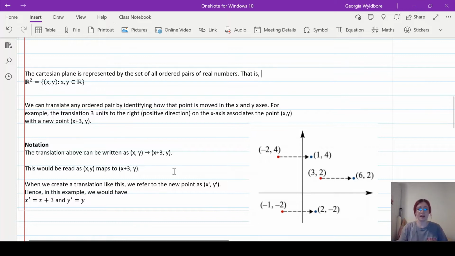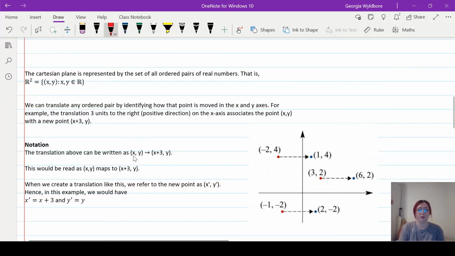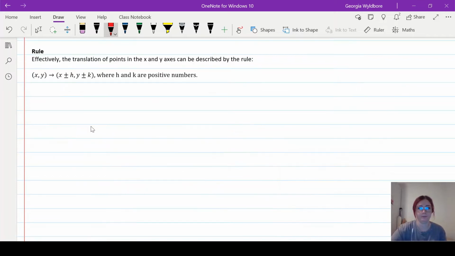When it comes to the notation of this, we would read this as the point (x, y) maps to (x + 3, y). So that's what that little arrow means, saying (x, y) maps to (x + 3, y). We would refer to the new point as (x dash, y dash). So that's where that little piece of notation comes in. So in this example, we would have the point x dash equals x plus 3, our original x point plus 3 units, and y dash is still equal to y.